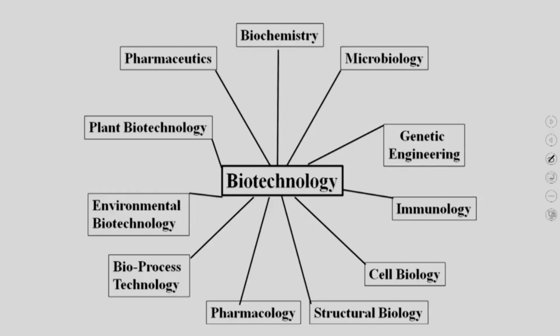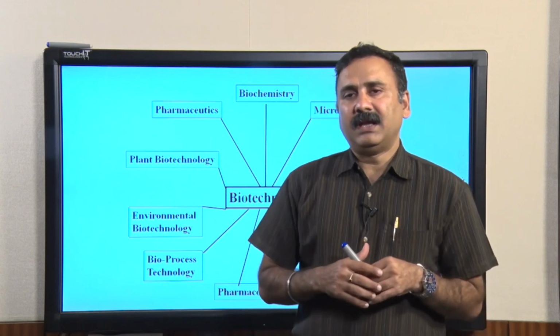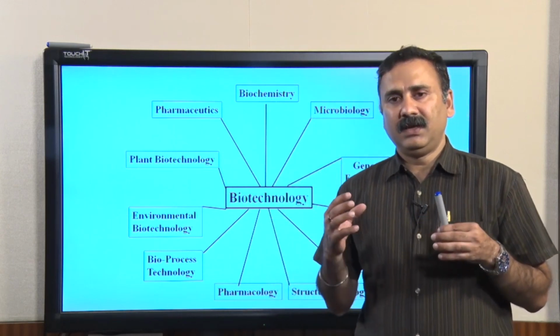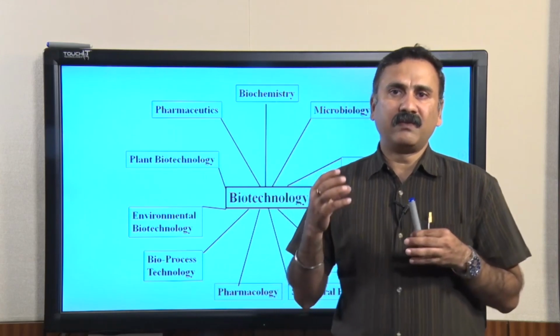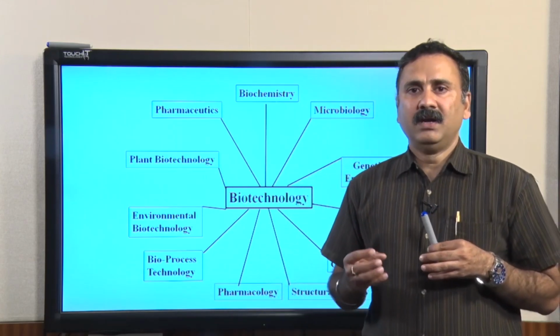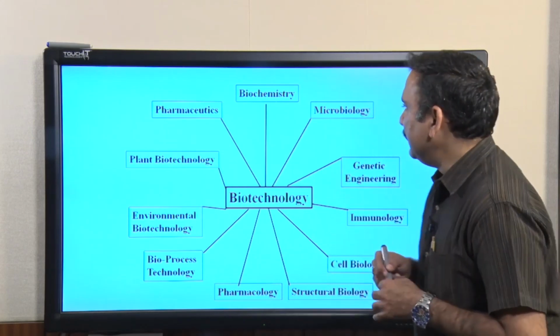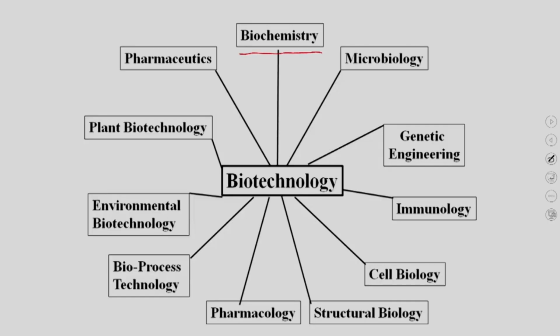Since biotechnology is a complicated science, it requires the inputs as well as the knowledge of different fields which take part in developing the product. What are these fields? You need to have knowledge of biochemistry, microbiology, genetic engineering. That genetic engineering knowledge can be used to develop the chimeric molecule, or the immunology which can be used to develop the vaccine, or the cell biology, structural biology and pharmacology that will help you to develop the drugs which are important for human beings.